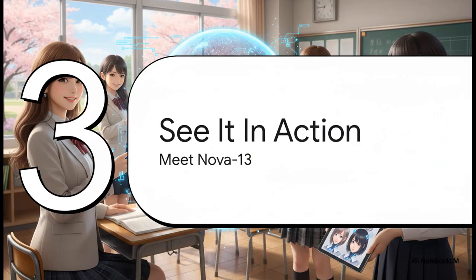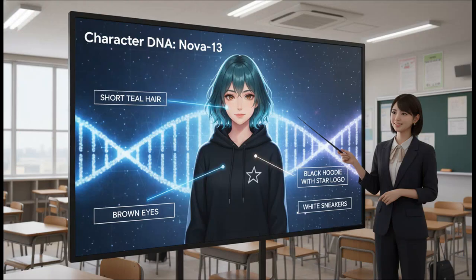Okay, theory's great, but let's actually see it work. For our first example, let's just create a character right now. We'll call her Nova 13. So this is her DNA right here. Notice how specific we are. Short teal hair, brown eyes, a black hoodie that has a star logo, and white sneakers. These details are our non-negotiables. This is what makes her her.